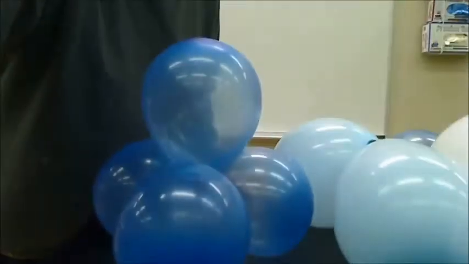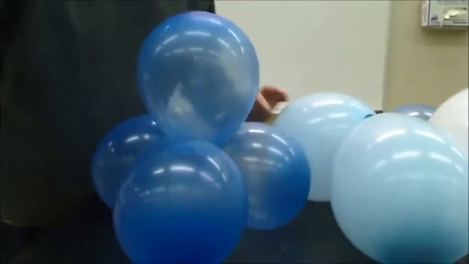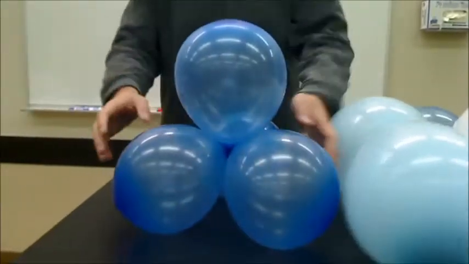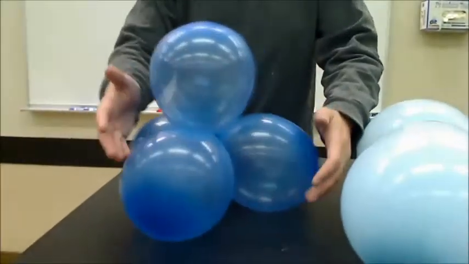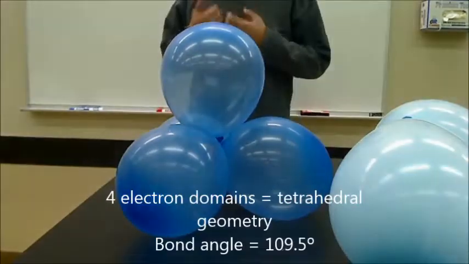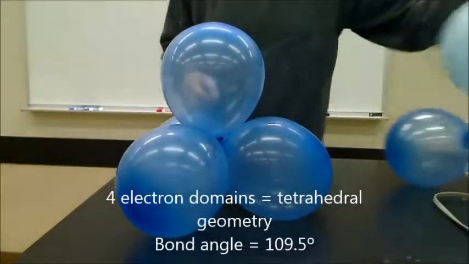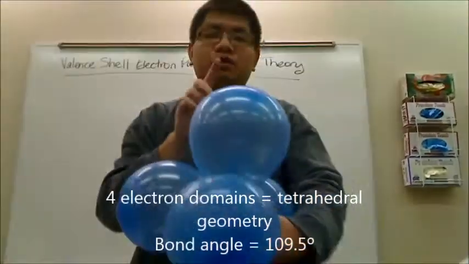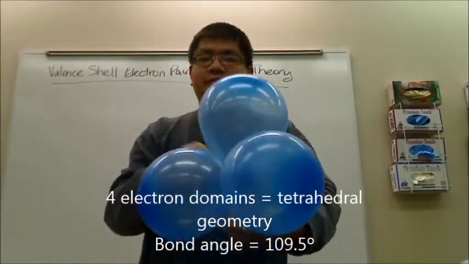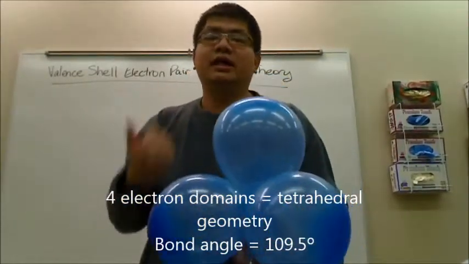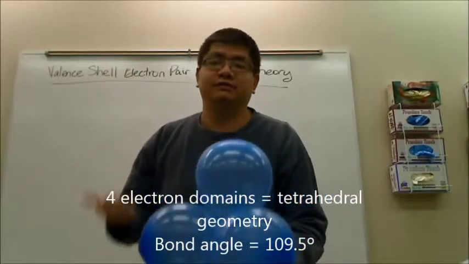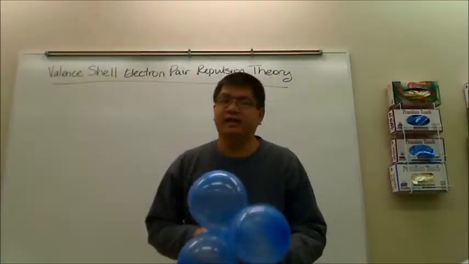If I have 4 balloons, here you can see that it sits like a pyramid with a triangular base. This is the tetrahedral shape. And the angle going from here to the central atom to another electron domain is 109.5 degrees in the ideal case.